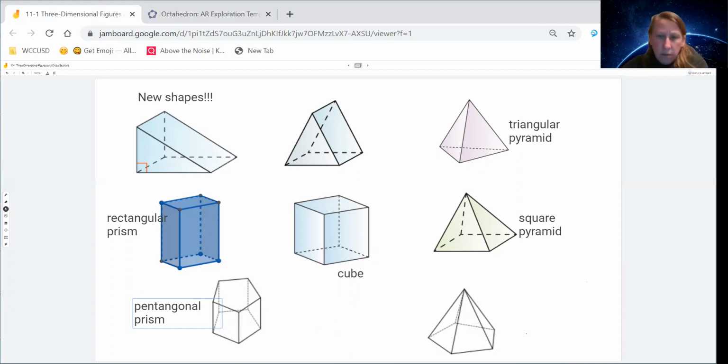This one has a 1, 2, 3. Is that hexagonal or pentagonal? 1, 2, 3, 4, 5. It's also a pentagonal, but this one is a pyramid. Pentagonal pyramid.